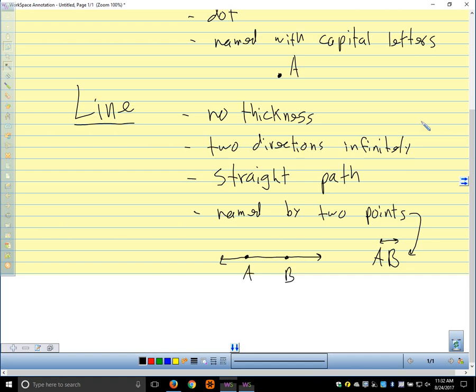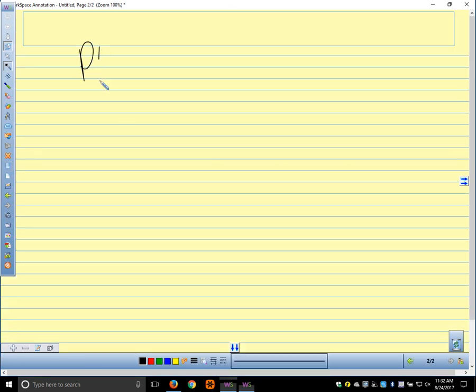What's an everyday way that we think of a line? What would be an example of something that would be like a line? Yeah. Roads. A long straight road. They're not quite infinite, but that's how we think of a line. A long straight railroad track. The path that an airplane flies if it's going across the country. So something like that. Next one, plane.